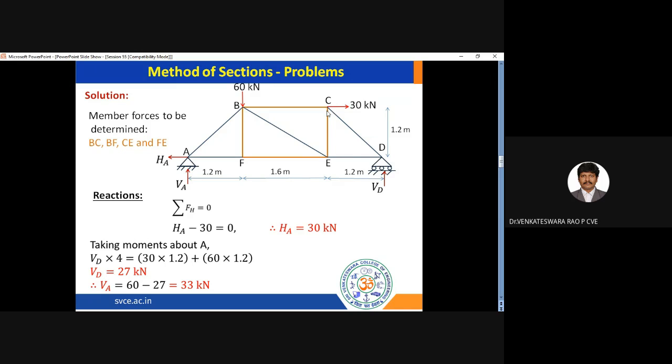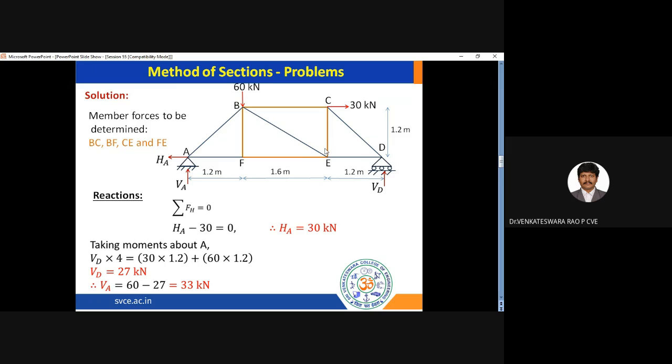30 into perpendicular distance. This is the line of joint A. This is the perpendicular distance. This is the distance about joint A. It is not like that. That force into perpendicular distance will give the moment.